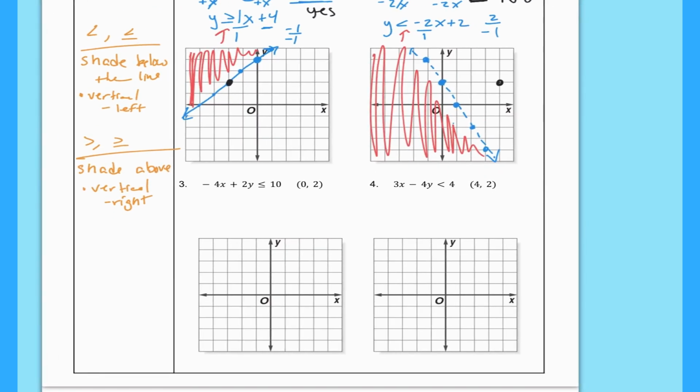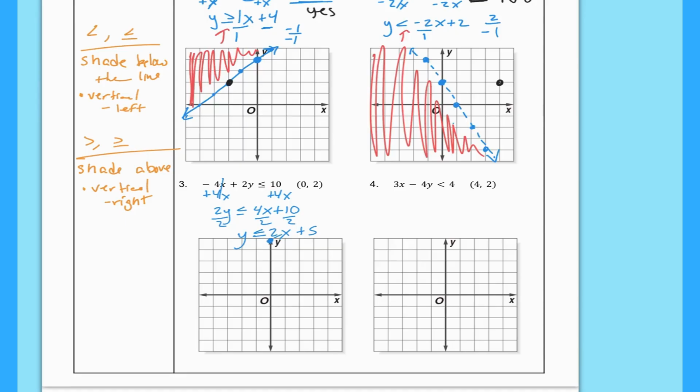Number 3, again, let's write it in slope-intercept form. So I'm going to add 4 to both sides. That's going to give me 4x plus 10, then divide. We end up with y is less than or equal to, because or equal to we have a solid line, 4 divided by 2 is 2x. 10 divided by 2 is 5. So my y-intercept is a 5.